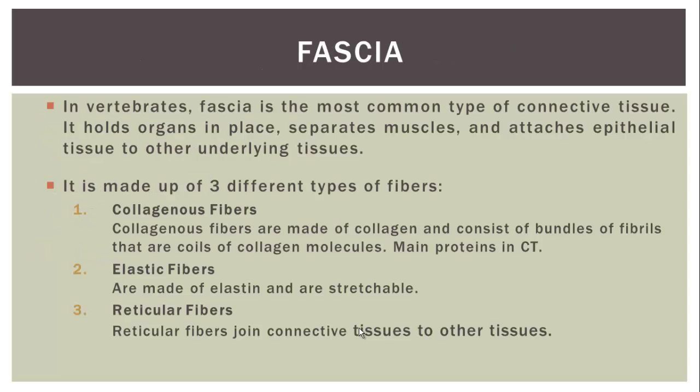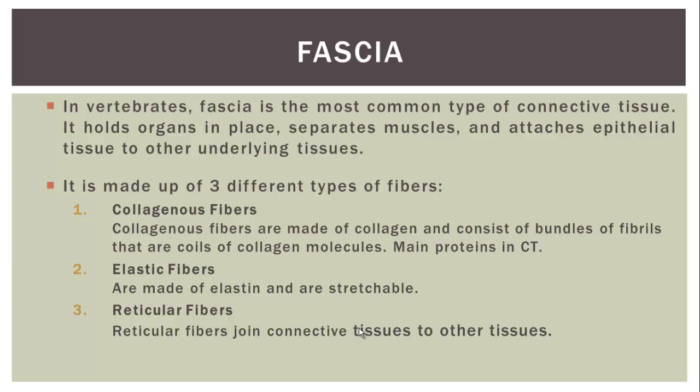When we look at fascia, which is a type of connective tissue in vertebrates, fascia is the most common type of connective tissue. It holds the organs in place, separates muscles, and attaches epithelial tissue to underlying tissues. And it's made up of 3 different types of fibers.